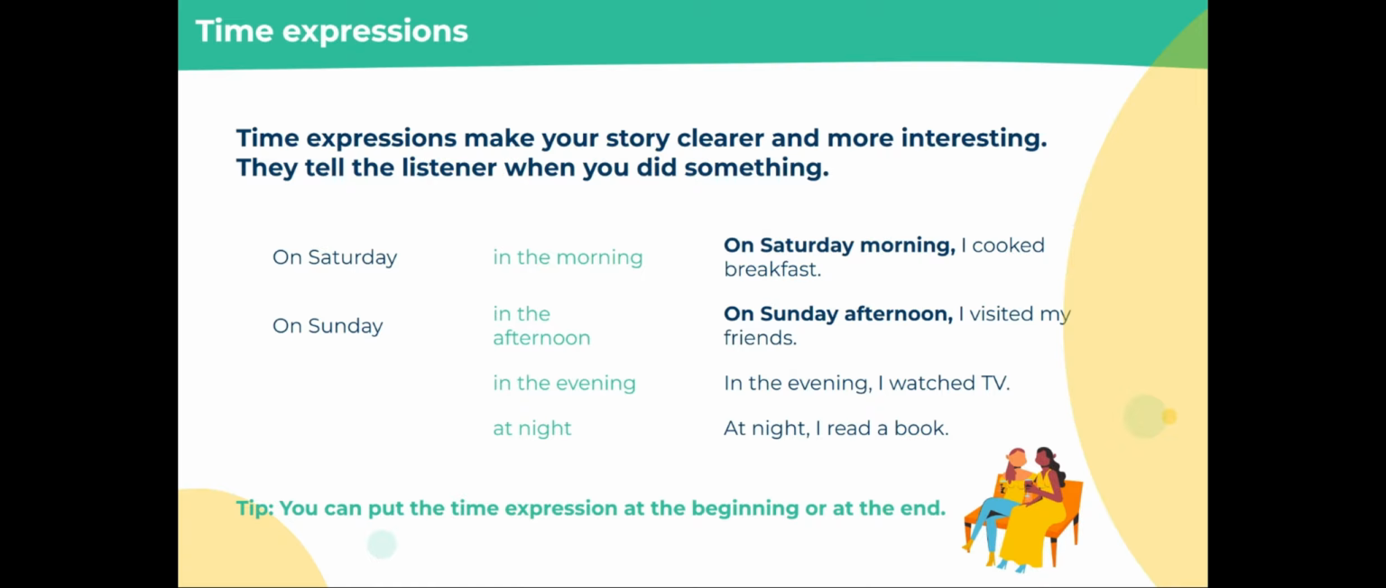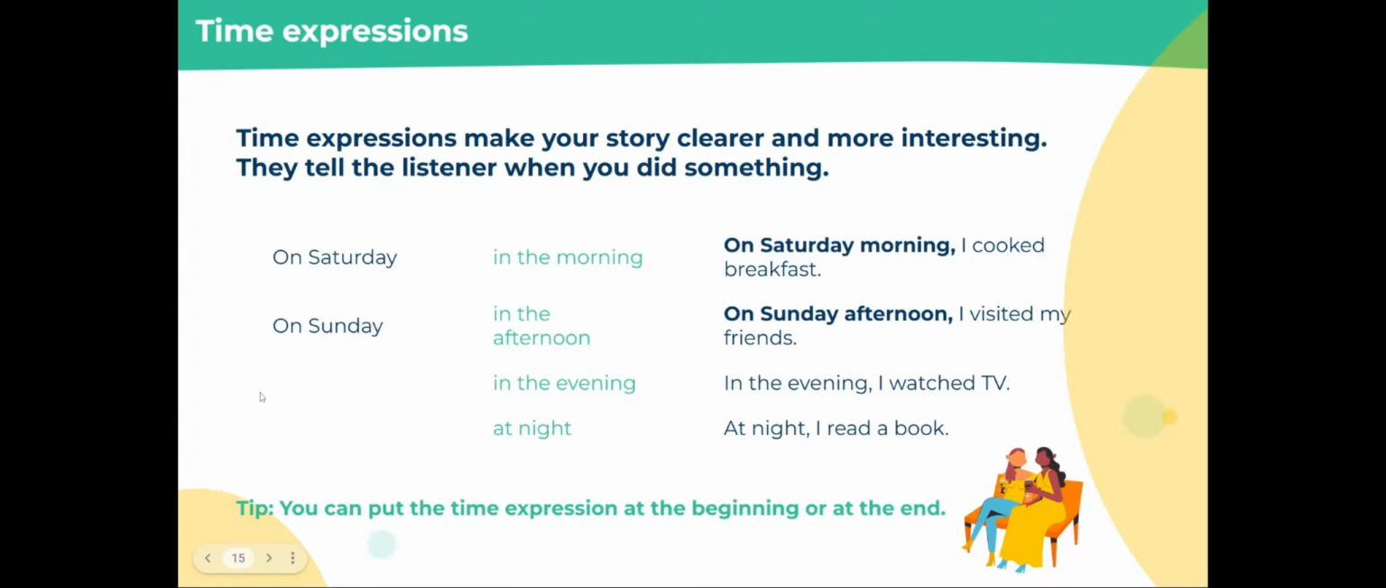So these time expressions are very important when we use the past simple because they help to give clarity, context, and accuracy. We have a tip for you. You can put the time expressions at the beginning or at the end of your sentence. So, on Saturday morning, I cooked breakfast, or I cooked breakfast on Saturday morning. On Sunday afternoon, I visited my friends, or I visited my friends on Sunday afternoon. Okay, I think you get the idea. We can use the time expressions at the beginning or at the end of the sentence.